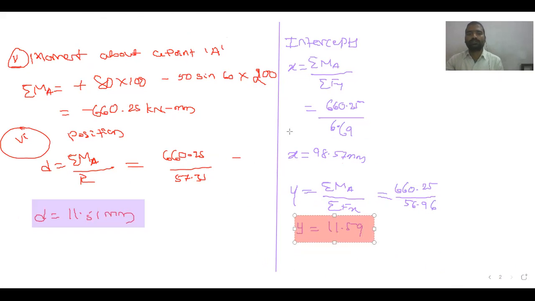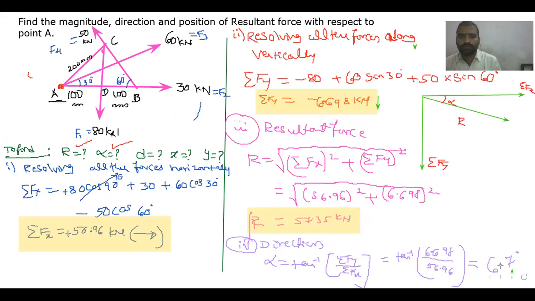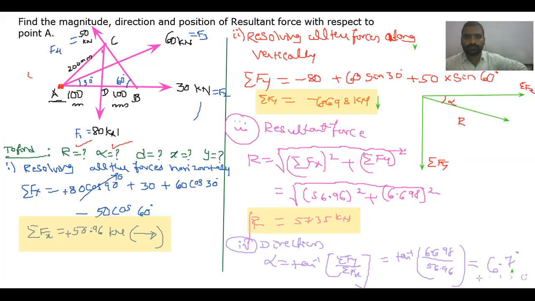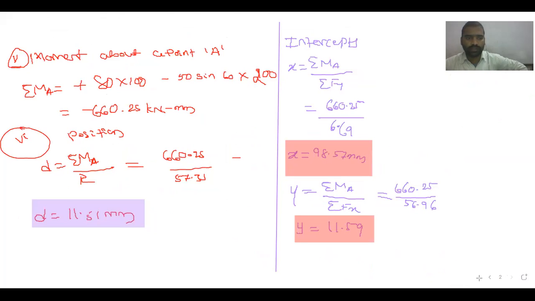Okay, these are the answers of X, Y, and D, and also you have to find out sigma Fx, sigma Fy, resultant, and alpha is 6.7 degree. Finally you can write all these things. So we'll take the other example in the next class. I will give one problem for the homework. You just try this one.